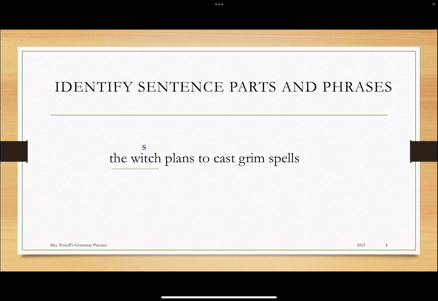Your simple subject is only that noun. It does not include the word the, which is an article that's modifying witch. Your complete subject is going to be the witch. Remember, your complete subject is going to be your simple subject plus modifiers. And there's only one. In this instance, because this is a simple sentence and we don't have any phrases, this will have a complete predicate that starts with the verb, which is plans, and goes to the end of the sentence.